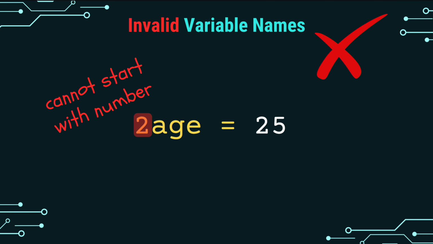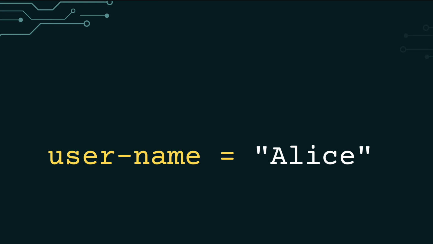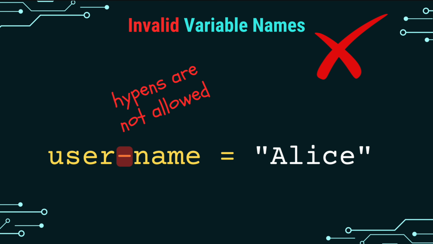Now let's look at some invalid names. As we just mentioned, a variable name cannot start with a number. If you try to write 2h equals 25, Python will give you a syntax error because the interpreter sees the 2 and gets confused. Next, hyphens are not allowed in variable names. The variable user-name is invalid because Python interprets the hyphen as the subtraction operator. It would try to calculate the value of a variable user minus the value of a variable name.